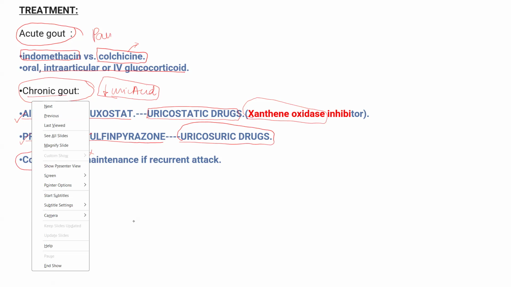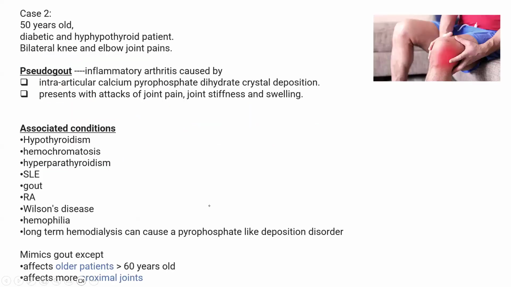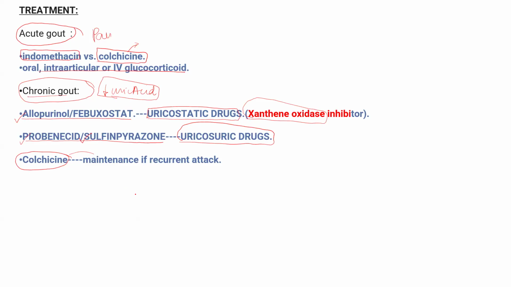What happens is, if the patient has repeated gout attacks, it will continuously damage the cartilage, and the patient may end up with arthritis. So arthritis is the end complication of gout. The patient may have severe arthritis and persistent pain. To prevent this, we need to prevent repeated attacks. How will you prevent repeated attacks? By decreasing the level of uric acid, or by giving colchicine. So this is all about gout.